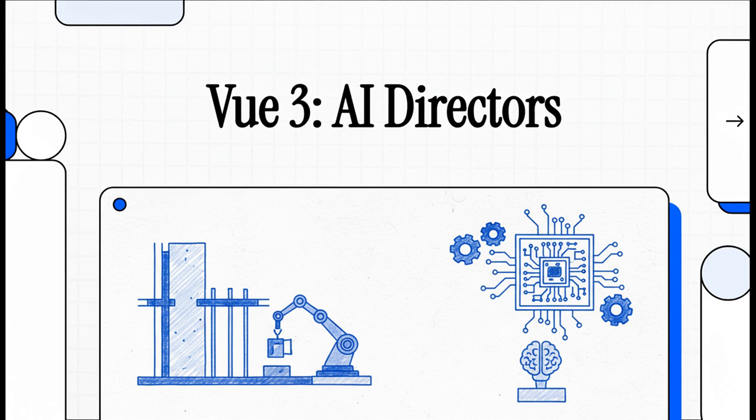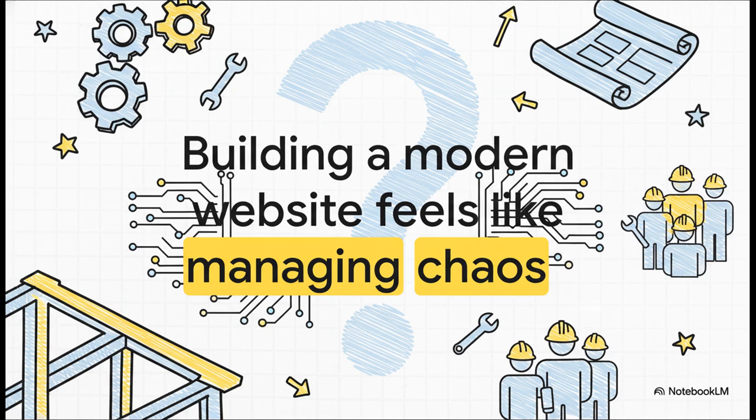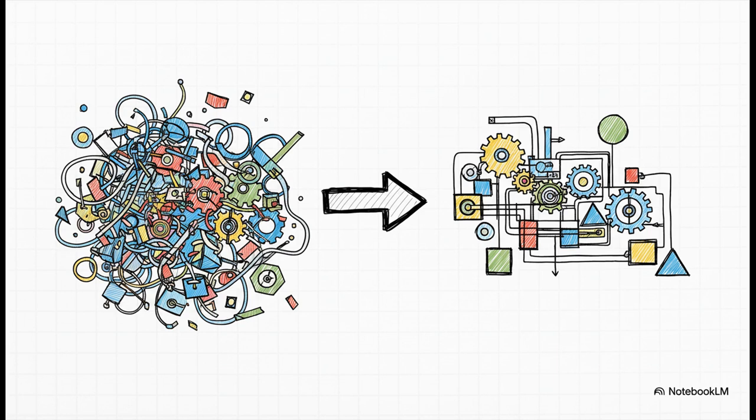So let's get started. Have you ever felt like building a modern interactive website is just, well, trying to manage chaos? It's like you're conducting an orchestra where every musician is playing a totally different song. If that sounds familiar, you are definitely not alone. It can feel incredibly messy. But what if you had an intelligent blueprint? A system that could bring structure, order, and even automation to all that chaos. Well, that system is Vue 3. It's designed to take that noisy, chaotic orchestra and turn it into a beautiful symphony.